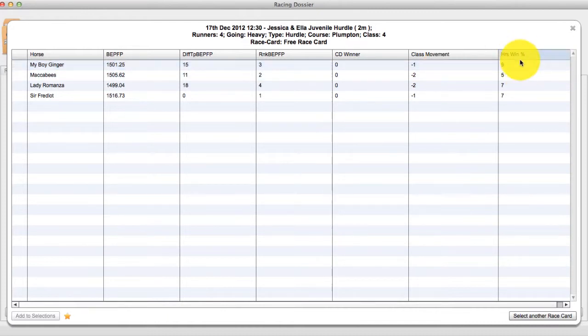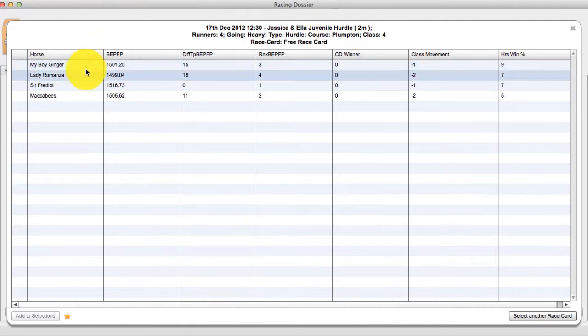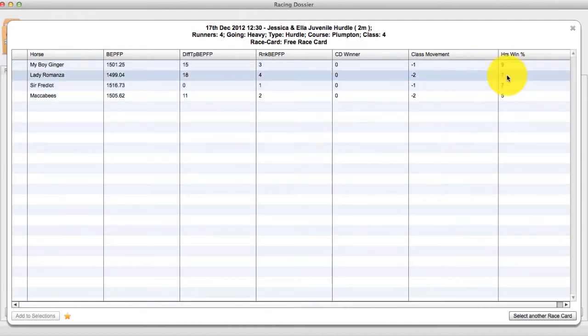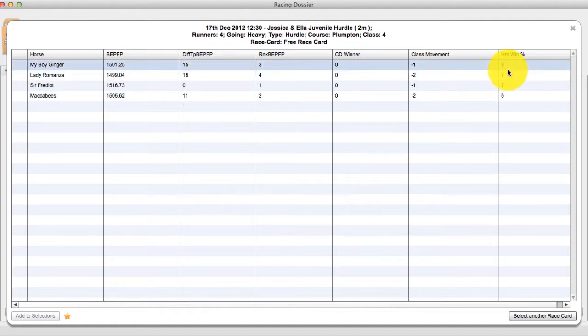Now we can sort the columns by headers, so we start by looking at horse win percent. So My Boy Ginger is at the top, and then Lady Romanza and Sir Fredlot. But all of these horses have won races. There's none that's particularly bigger than the other. Sometimes we get a horse that's won a significant majority of the races over the others.